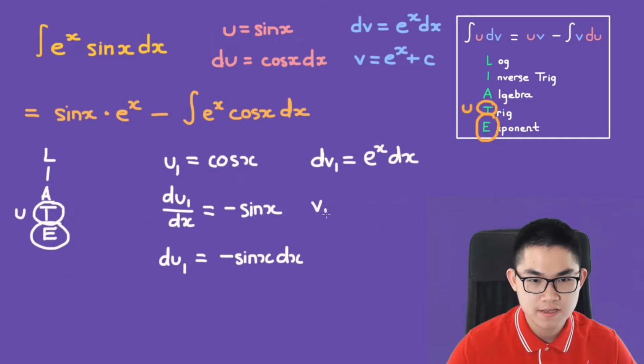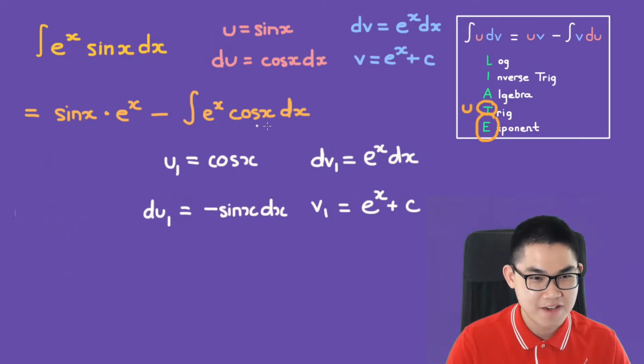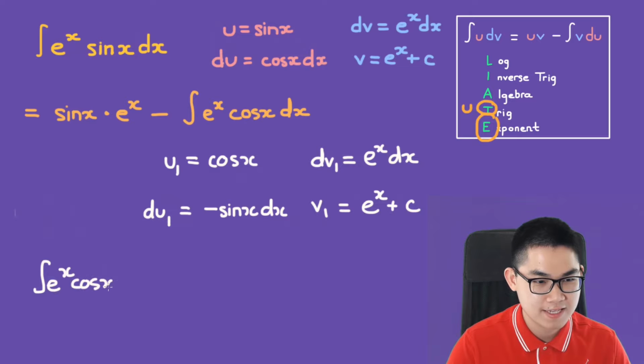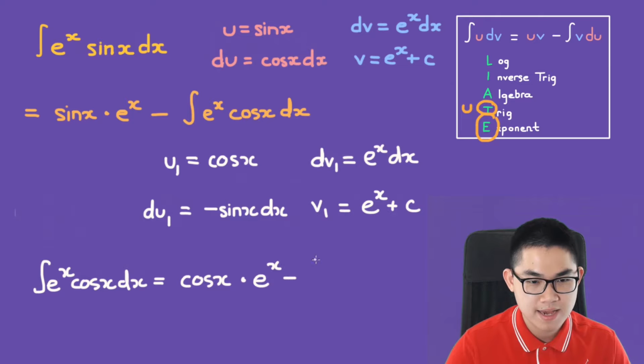And to find v, we need to integrate. So the integral of e to the power of x dx is the same as e to the power of x plus c. So we have this integral, which is the integral of e to the power of x cosine of x dx. And that's equal to u times v, right? So u1 is cosine of x times v, which is e to the power of x, minus the integral of v, which is e to the power of x, and du. And du is going to be negative sine of x times dx.